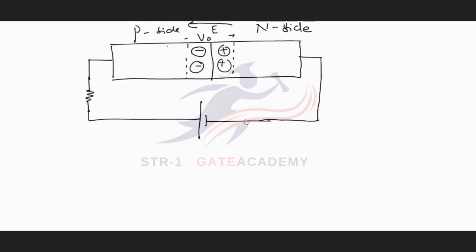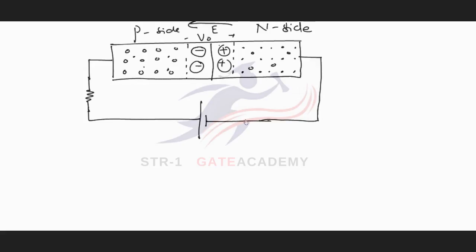Now on P side, majority charge carriers are holes. I'm not showing negative ions because they are of no use while explaining the operation of the PN junction. On N side, there are majority charge carriers, electrons, and very few holes are there, and very few electrons are there on P side.